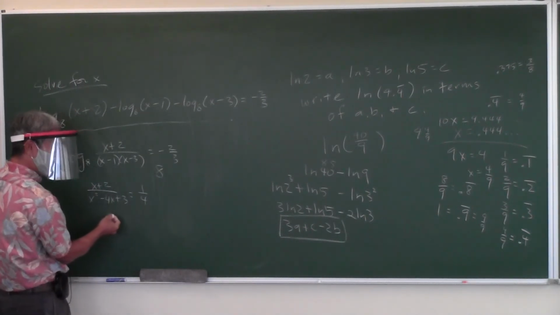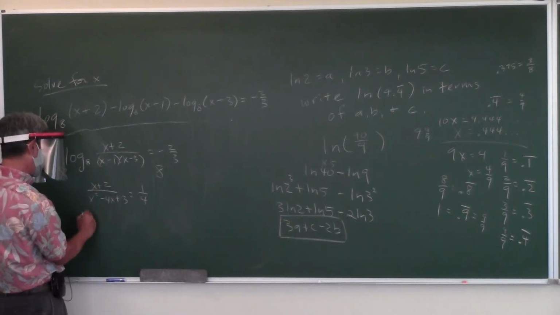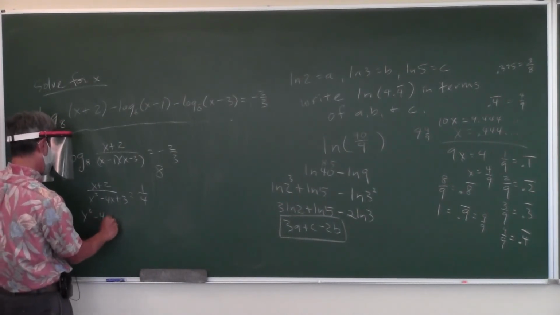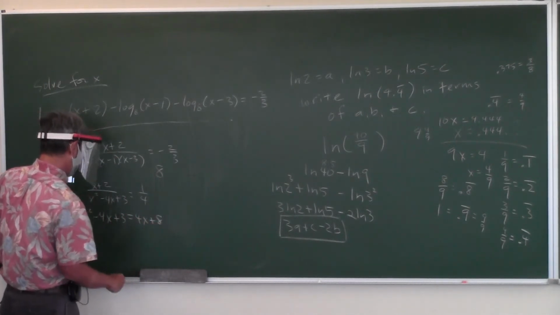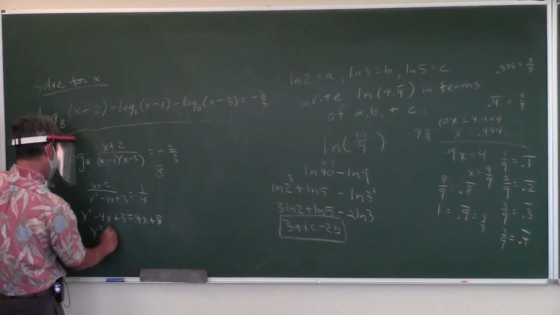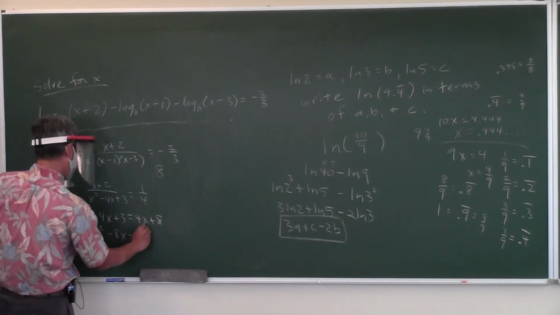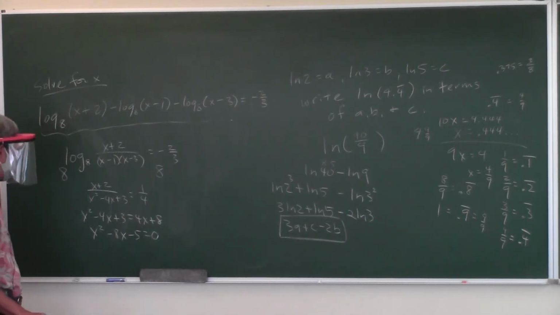Anyway, how do you solve an equation like this? It rhymes with cross multiply. Cross multiply. So x squared minus 4x plus 3 is equal to 4x plus 8. And it's a quadratic equation, so make one side 0. X squared minus 8x minus 5 equals 0. Is that factorable? No, so we're going to use the quadratic formula.